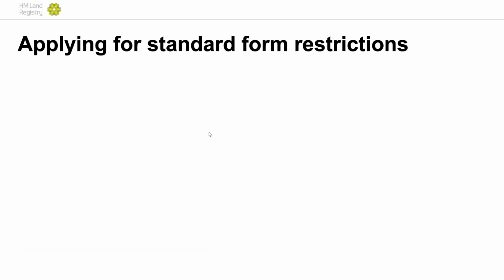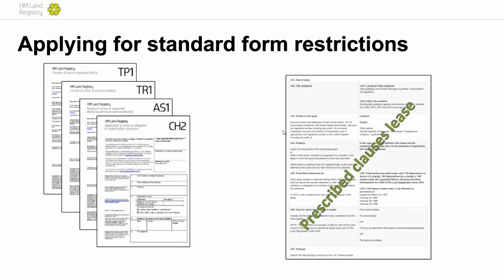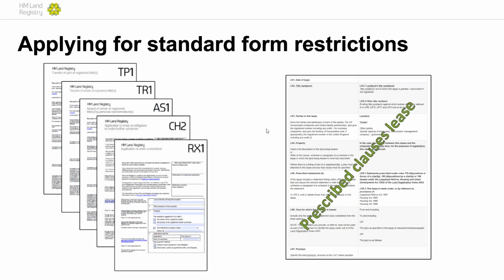So, how do you make an application? To apply for a standard form of restriction, you can use one of our prescribed forms, such as a transfer, assent or charge. You can also apply for a standard restriction in clause LR13 of a prescribed clause lease. However, if a restriction is contained in the body of the lease but not applied for in clause 13, it will be ignored. You can also use form RX1 to apply for standard restrictions in any other situation, and you must always apply for non-standard restrictions using form RX1.